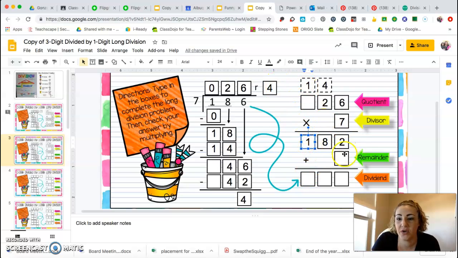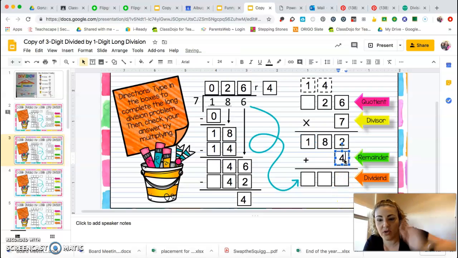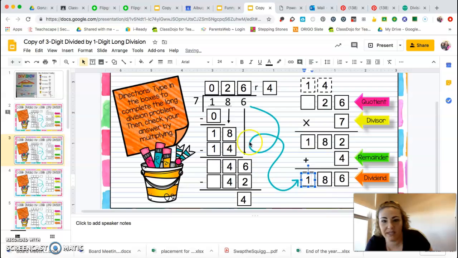So 182. And right here, they're saying put your remainder, which is 4. So you add back in your remainder. 2 plus 4 is 6. 8 plus nothing is 8. 1 plus nothing is 1. Did I come back up with my dividend? 186. I did, so it's correct.